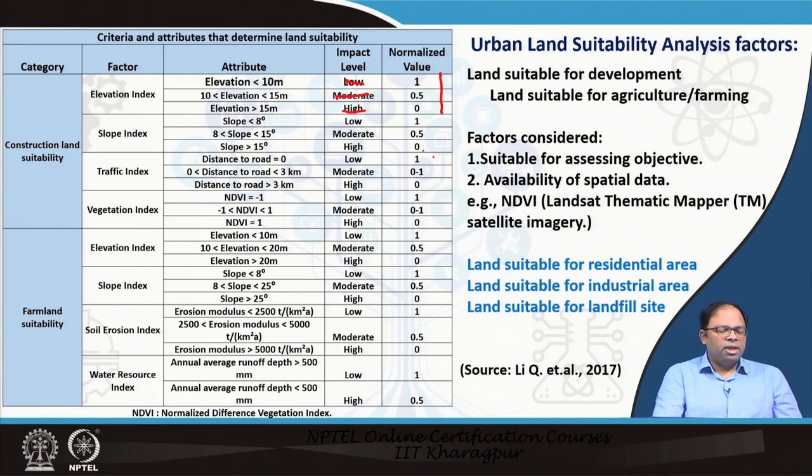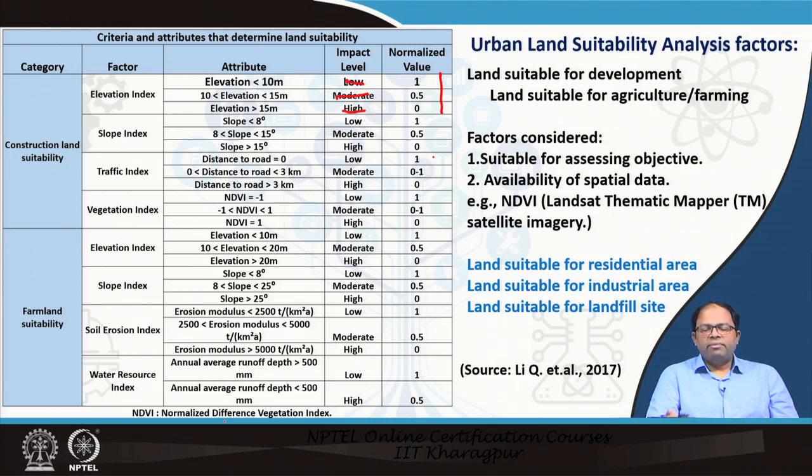So similarly, farmland suitability also has been done, and we have also used the term NDVI, normalized difference vegetation index, which talks about the amount of greenery in a particular area. The more the greenery, the better. When this analysis was done, land suitable for development and land suitable for agricultural farming was the objective that needed to be determined.